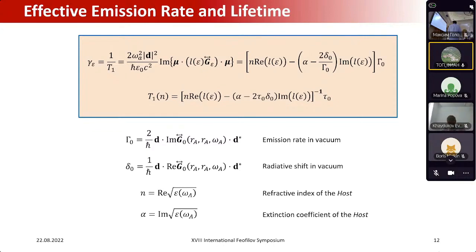And it has been calculated for a host medium which is weakly absorptive. It has a small negative term for the complex dielectric function. Okay, and yes, it does really depend on the emission rate and on the radiative shift in the vacuum. But anyway, this formula is general, and it is applicable for absorptive host media as well.